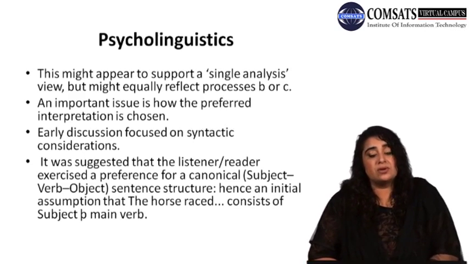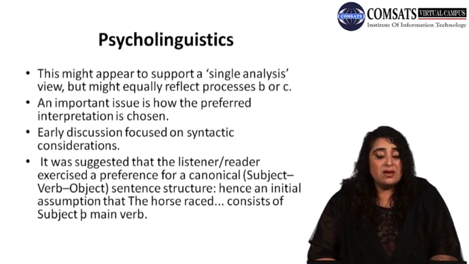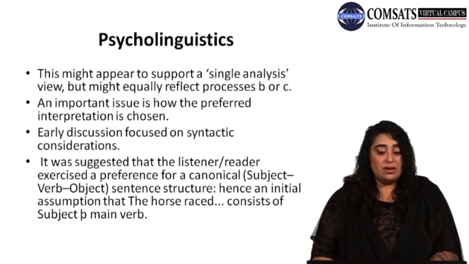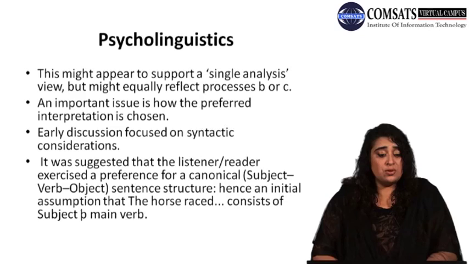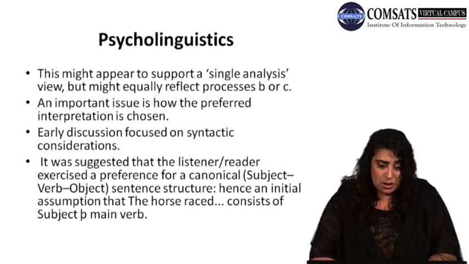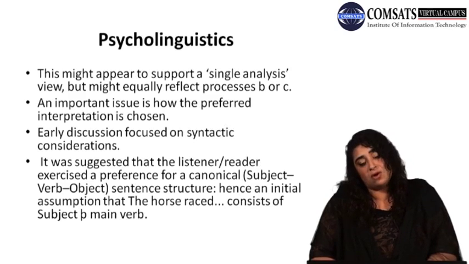It was suggested that the listener or reader exercised a preference for a canonical subject-verb-object sentence structure. Hence, an initial assumption that in "the horse raced", the horse is the subject and raced is the main verb, the action that the horse performed. So it consists of the subject and the main verb. Sometimes subject, verb, and then the object would also show preference.